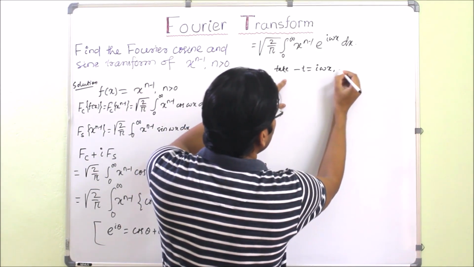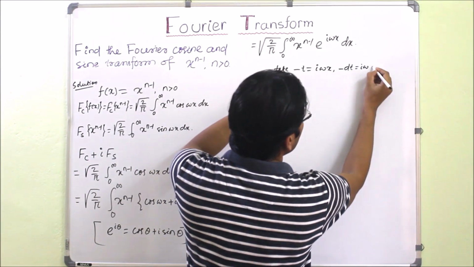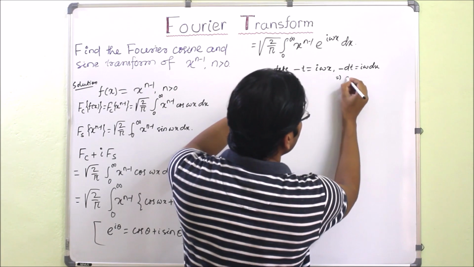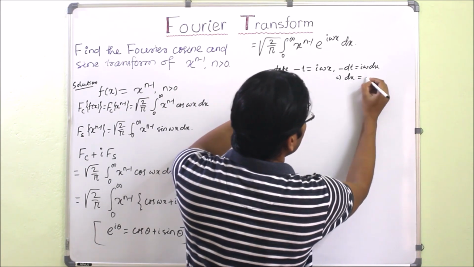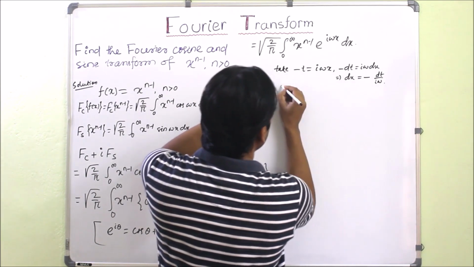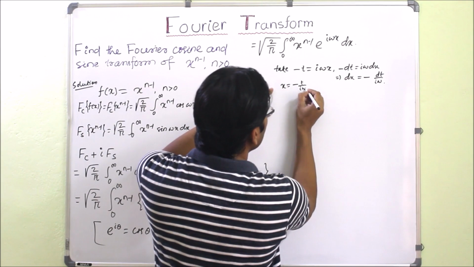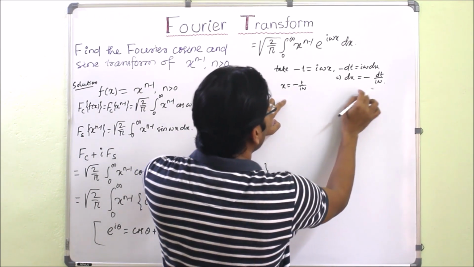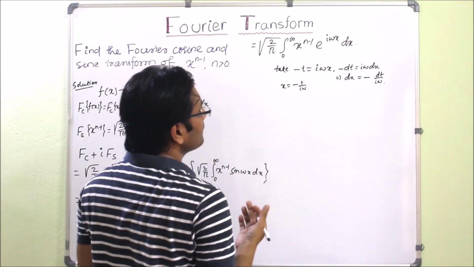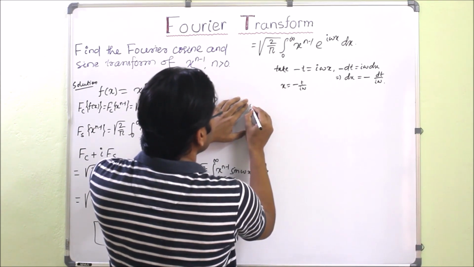In that case, minus dt equals i w dx, or simply dx equals minus dt by i w. And x will be minus t by i w. So we have to substitute all this here, but the limit will be the same, the limit will not change if we apply this.